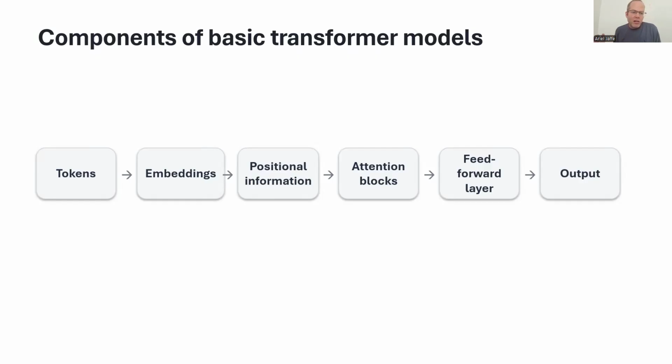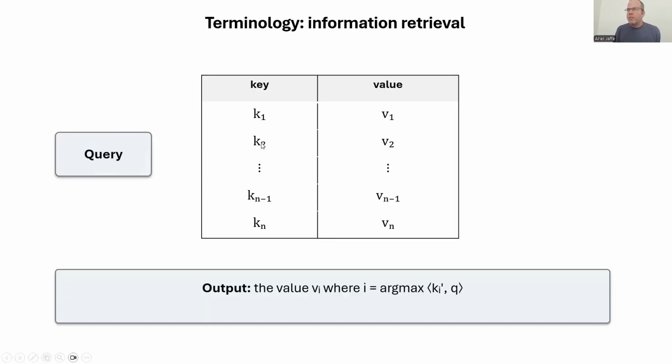And the heart of the attention mechanism is the next block, which is the attention block. How do the different parts of a single object interact with one another and thus produce a more meaningful representation of the sample? Okay, and this is the attention mechanism. So first, let's talk about terminology.